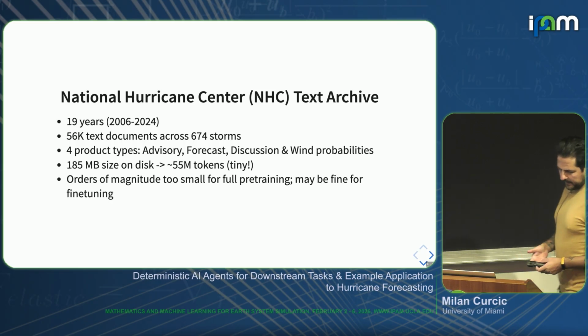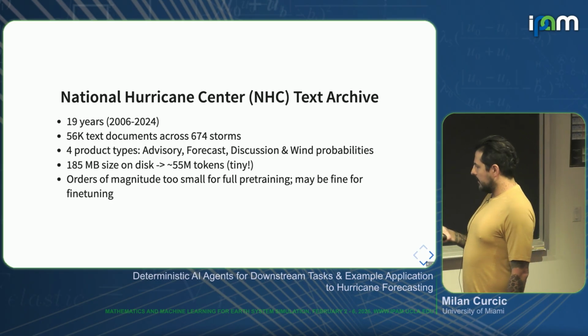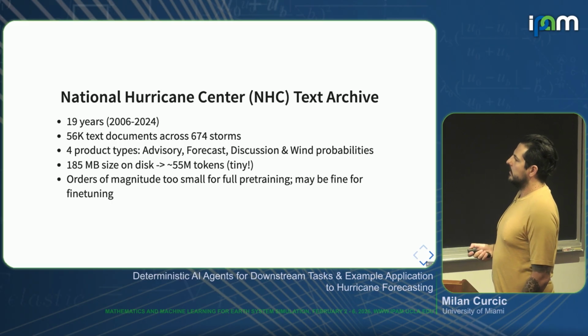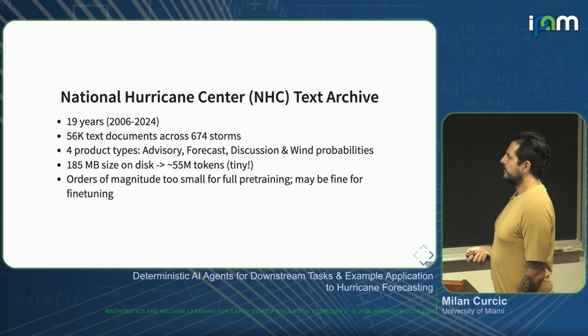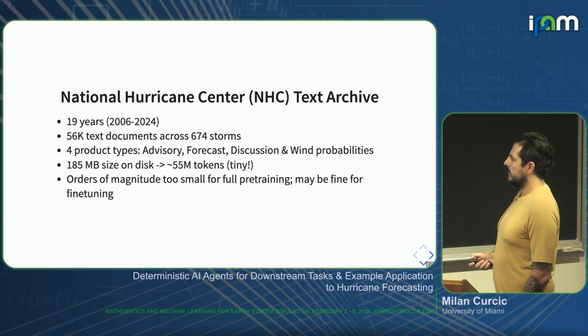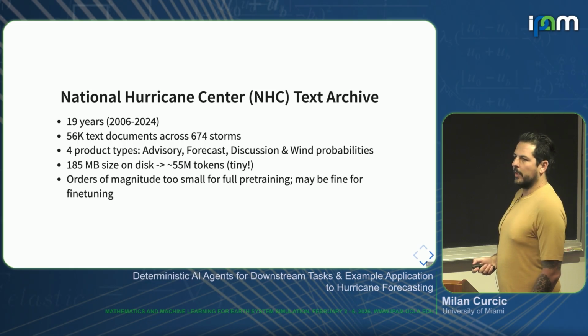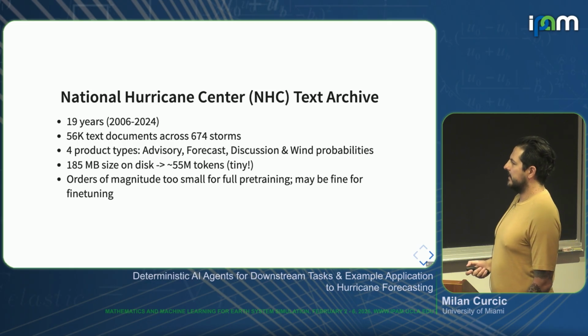Okay, so the archive is now about 20 years long. Here I'm still using the data set I compiled for 2006 to 2024: 674 storms, close to 60,000 text documents. There are 4 different types. For fine-tuning, I used it all. Later on, I will explain why I use only discussions. And this is a very small data set in the end. It's 185 megabytes in size, only 55 million tokens.